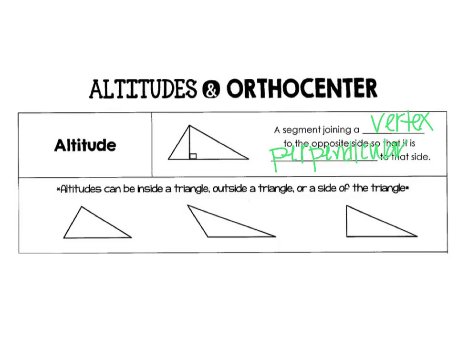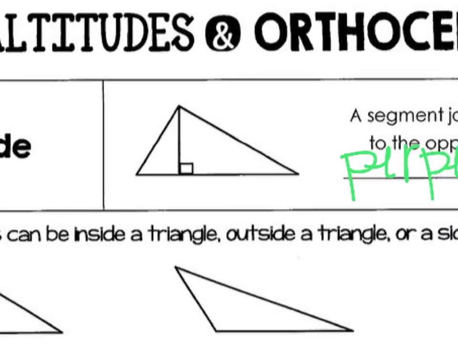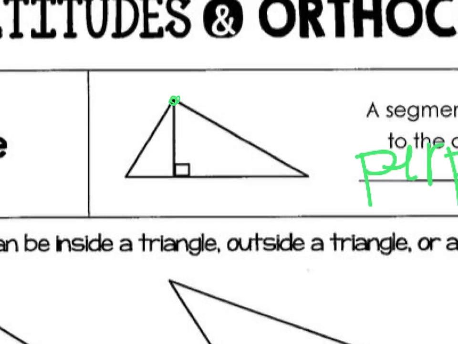All right, so an altitude is a segment joining a vertex to the opposite side so that it's perpendicular to that side. So looking at this example, we've got our vertex up here. This is our vertex, this point. And the segment that's joining it to the opposite side so that now it's perpendicular. So this segment, the altitude, has to be perpendicular to the other side. It's not necessarily at the midpoint, it's not necessarily a bisector, but it has to be perpendicular.